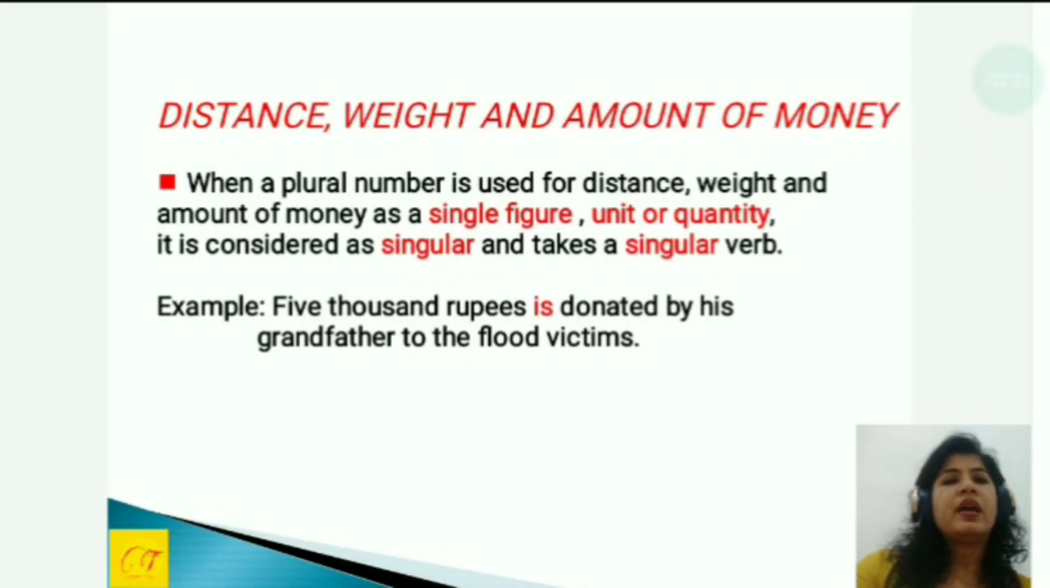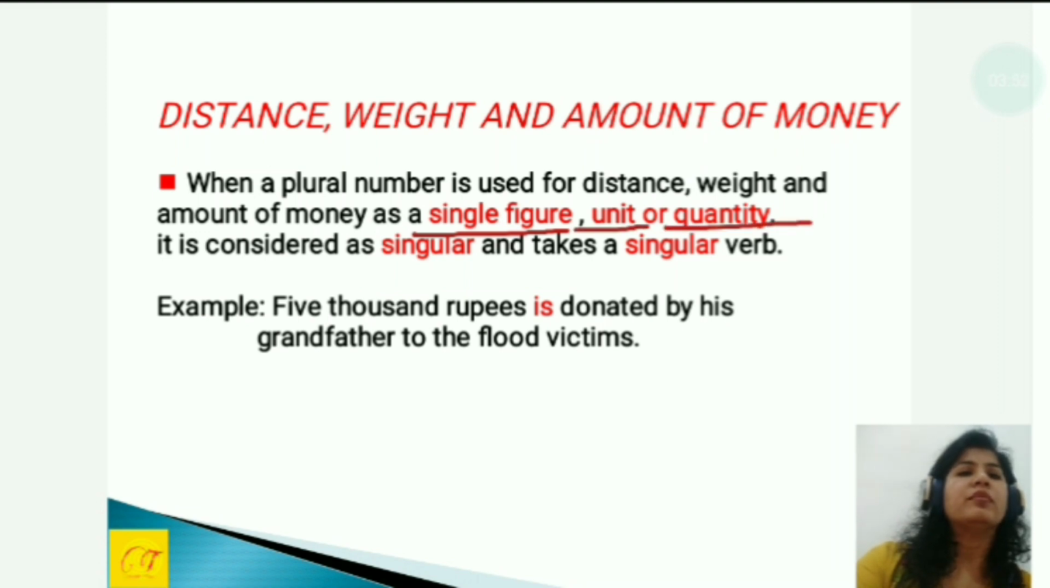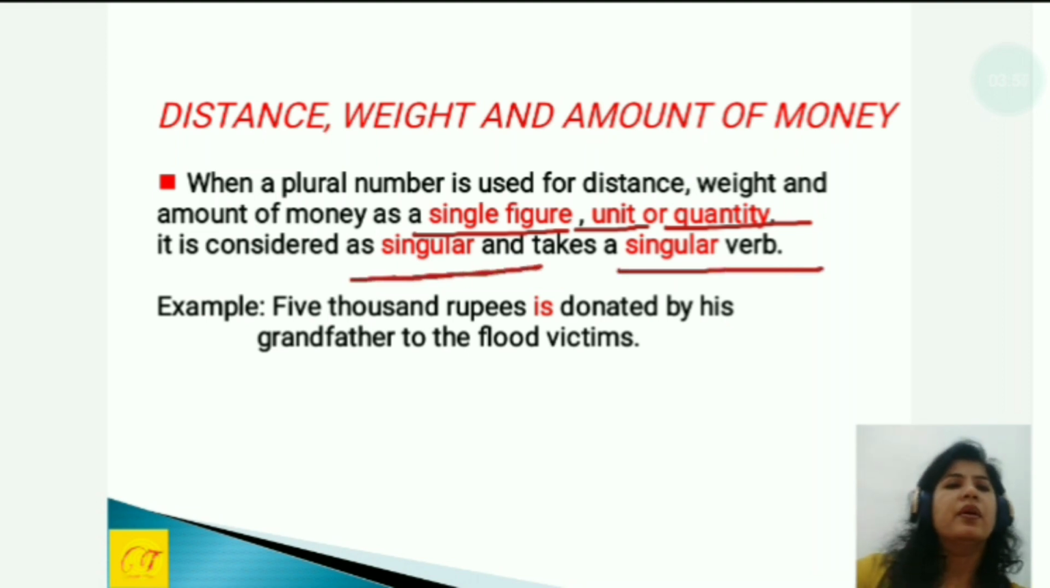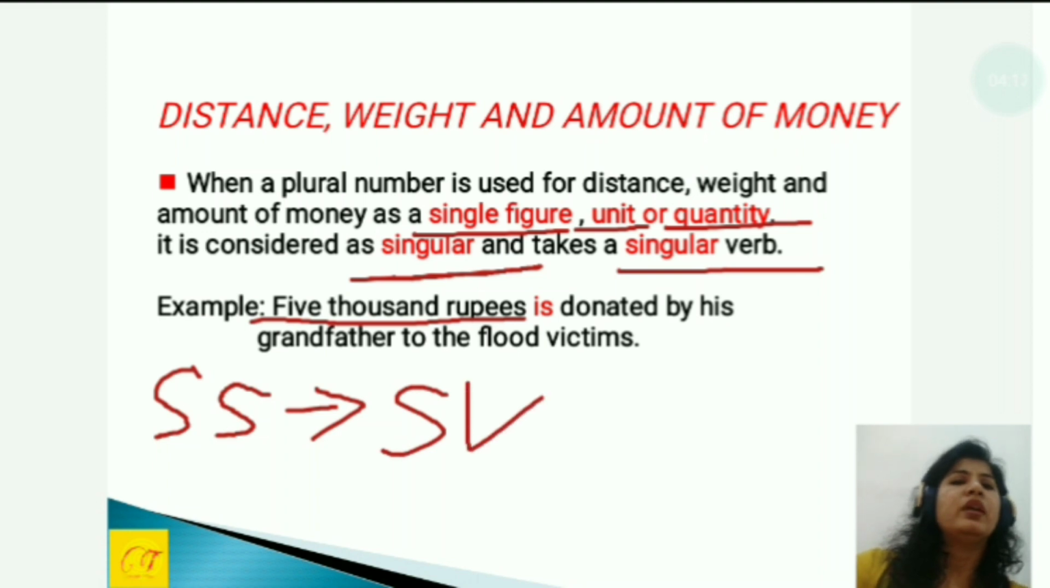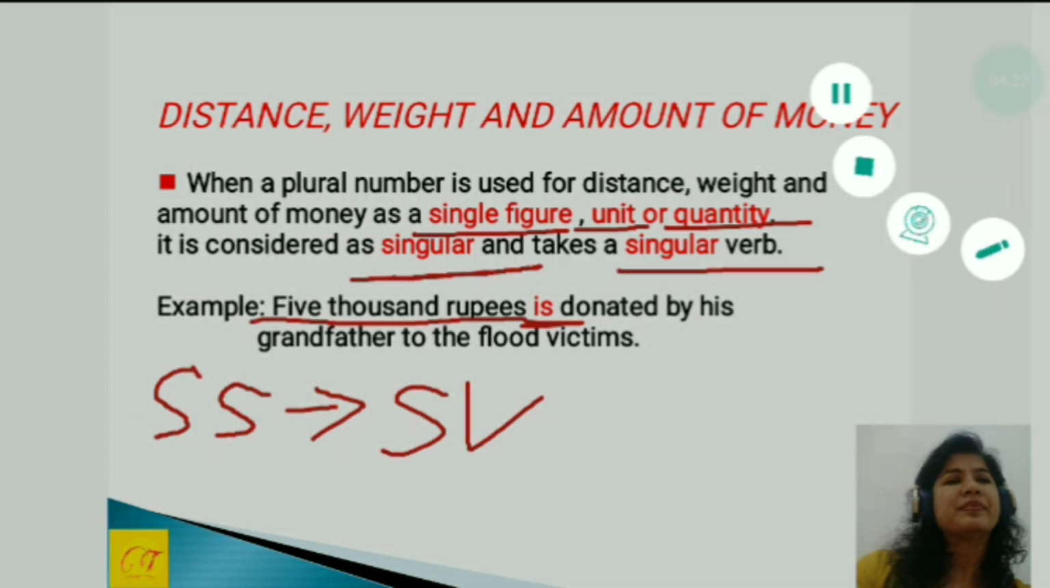The next rule is if there is distance, weight and amount of money. If the subject is talking about distance, weight and amount of money and it's considered as single figure, single unit or quantity of something, then it would be considered as singular subject and it would take singular verb. Alright. For example, 5,000 rupees is donated by his grandfather to the flood victims. Here 5,000 rupees is considered as single unit, so it's a singular subject and singular verb would be applied with it.